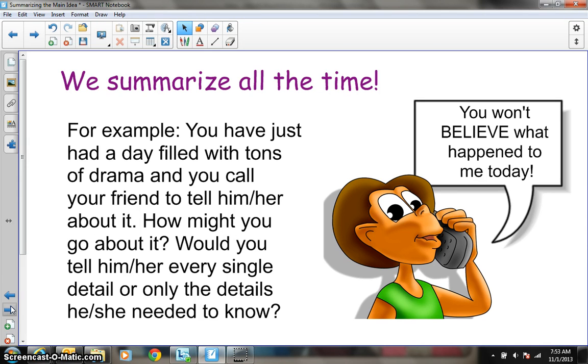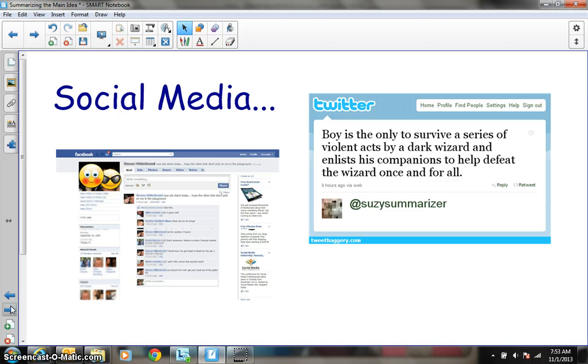Would you tell him or her every single detail, or only the details that he needs to know? Another way that we use summary is through social media. For example, Facebook and Twitter. On Facebook, we have status updates that people generally post what's going on in their lives that day, maybe how they feel, what they're doing. Because they're not writing everything, that's a summary.